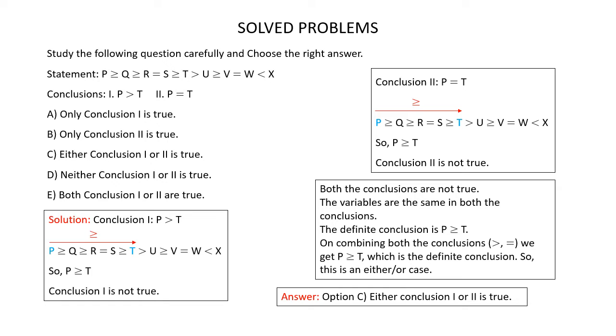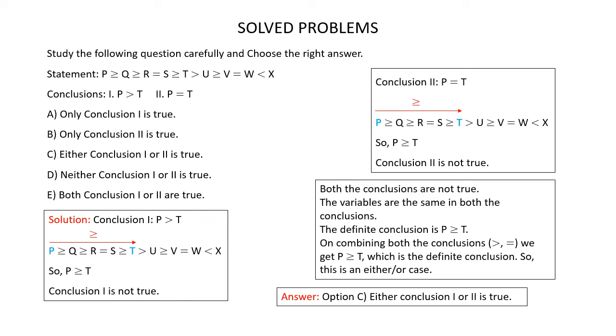So let's solve this problem by considering each of the conclusions separately. Conclusion 1 is P > T. So this is the given statement. We have P here and T here. So we move in the forward direction from P to T. When we move in the forward direction from P to T, we get the symbols ≥, ≥, and ≥.